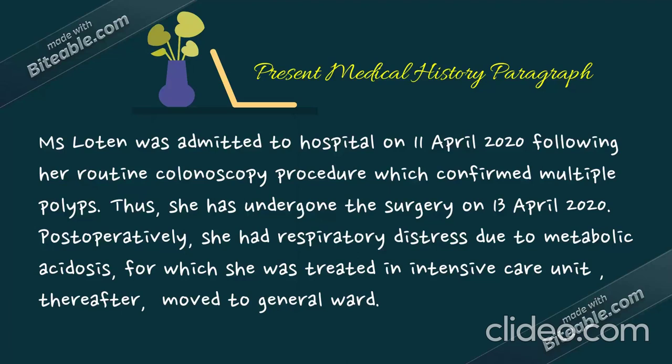Then we will write about the postoperative complications, what all happened to her postoperatively. She had respiratory distress, but presently she doesn't have respiratory distress, but she is dependent upon oxygen. So we can write she had respiratory distress due to metabolic acidosis, for which she was treated in the intensive care unit. Thereafter, she was moved to the general ward. Here there is no need to mention the date, but we can just sum up the complications and what we did.